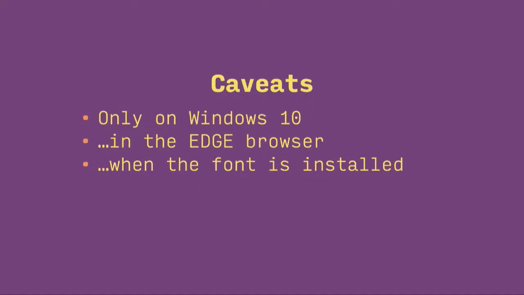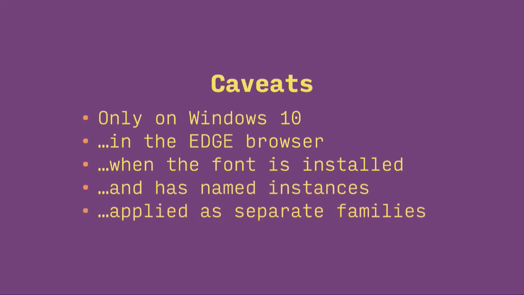The Microsoft guys touched upon this this morning already. You can use the color CPAL table. And I'll show you how that works in a minute. But I first want to get the caveats out of the way, because it works today on Windows 10 in the Edge browser when the font is installed and has named instances and has been applied as separate families. That was shown this morning as well.